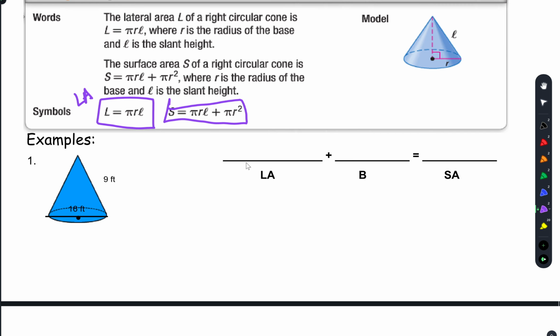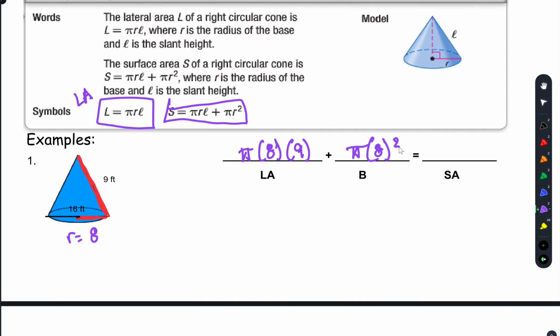Okay, so with that in mind, I'm just going to start filling stuff in. I need two things for this formula. Slant height, which in this case I'm already given, so that's awesome. And then the other part that I need is the radius. The radius in this case is half of my diameter. That radius is 8. So my formula is literally pi times 8 times 9, our slant height, plus pi times 8 squared.